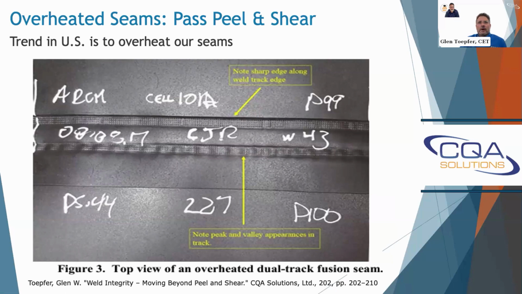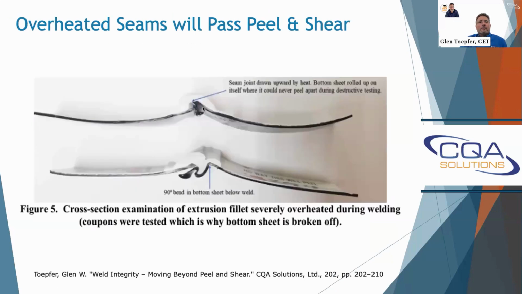And it did, it passes peel and shear, but the liner is going to have issues in the future, especially if there's ever any stress. So it's not really doing anybody any good to have it like this. But right now, our hands in the industry are tied. I've talked about that in other webinars in the past, so I'm not going to dwell on it too much here. So this is a fusion sample that's overheated.